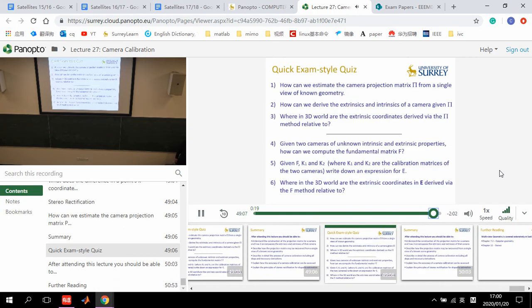Where in the 3D world are the extrinsic coordinates in E, that we've just recovered via that equation, defined relative to? Remember, we've got the E from our F, and our F was estimated from a pair of views this time. So that's relative to the left-hand camera. That's right, exactly. So the T in our E, the translation, is the baseline vector, basically.